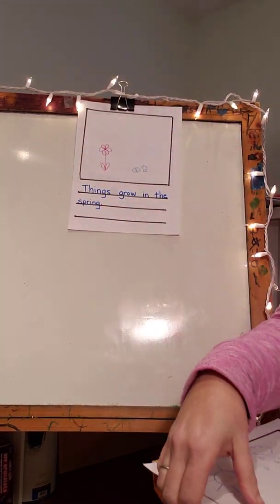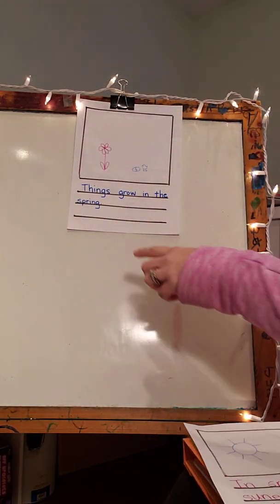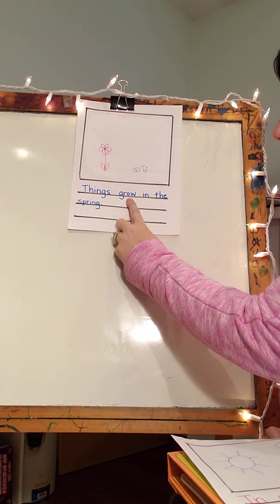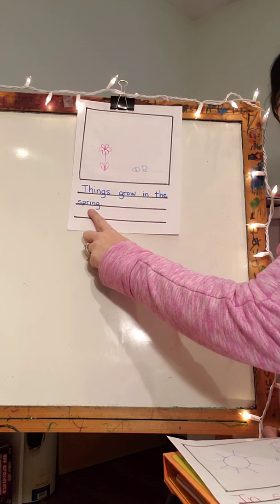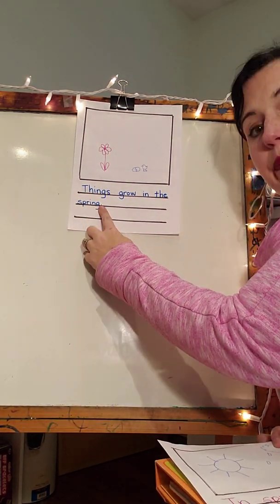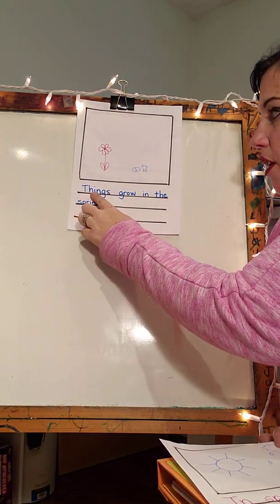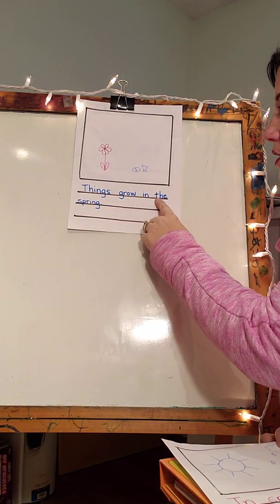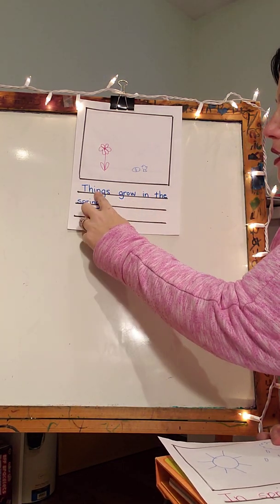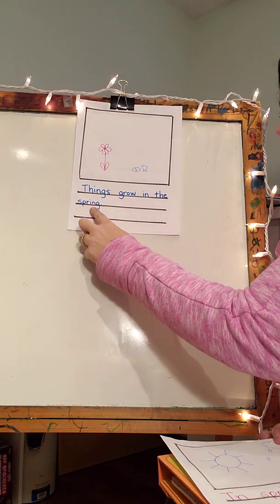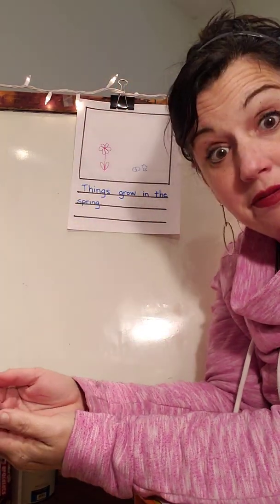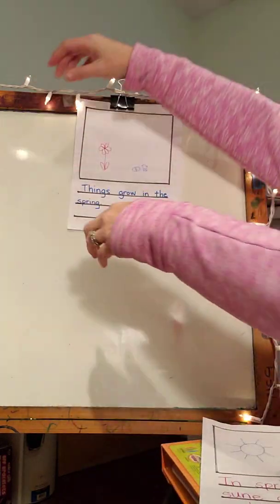My next page was about things that grow. So I wrote, things grow in the spring. Pretty good, right? I have a capital letter, I have a period, I have all my letters on the line with some spaces in between. Things grow in the spring. Pretty good? Okay, let's go on to my third page.